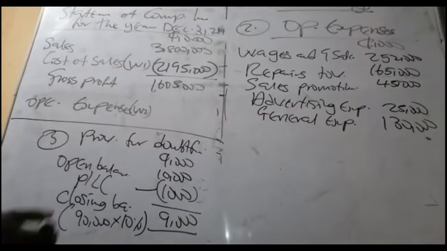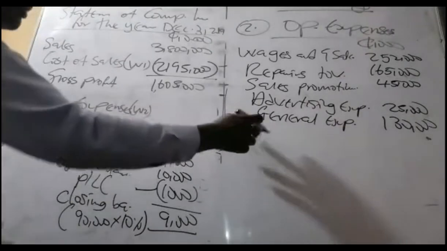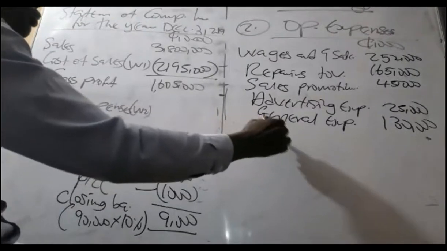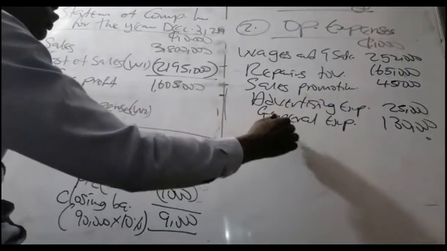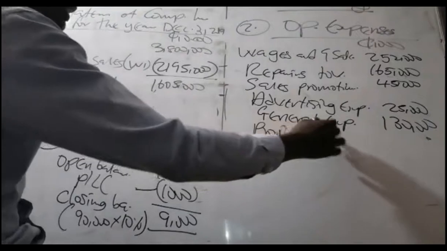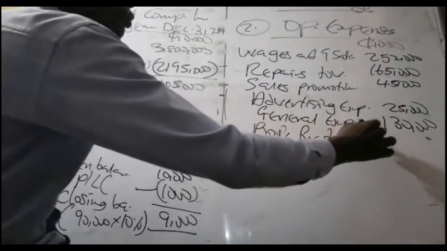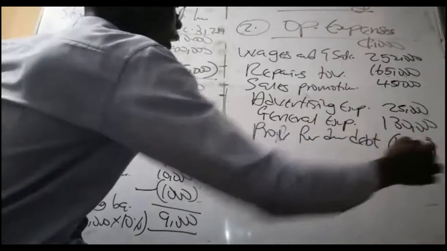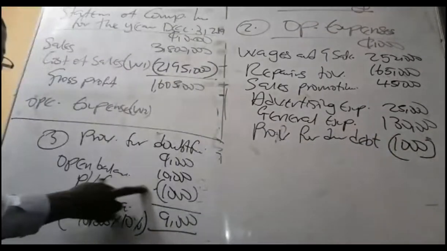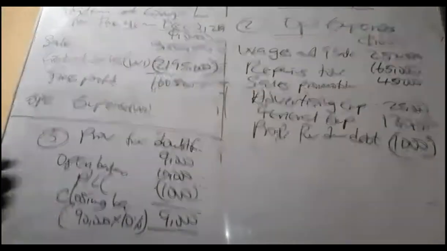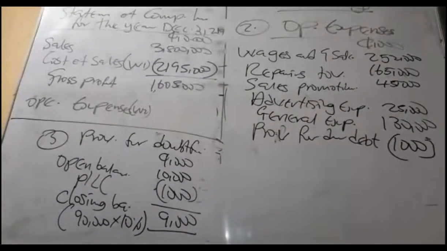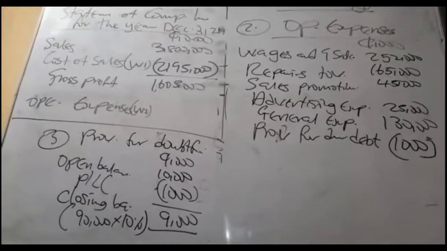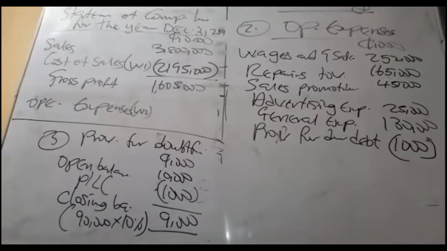So we are calculating our operating expenses. So right here, provision for doubtful debt. That is 1,000. Put it in brackets. As it is here, carry the same item there. Good. So we are done with the provision.